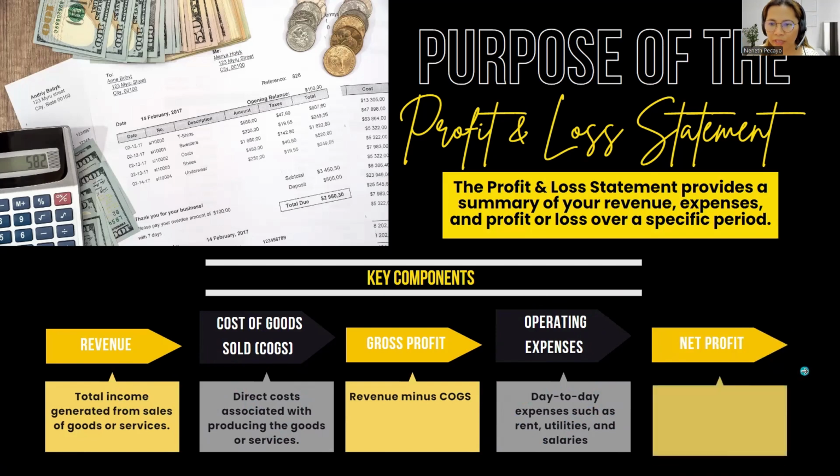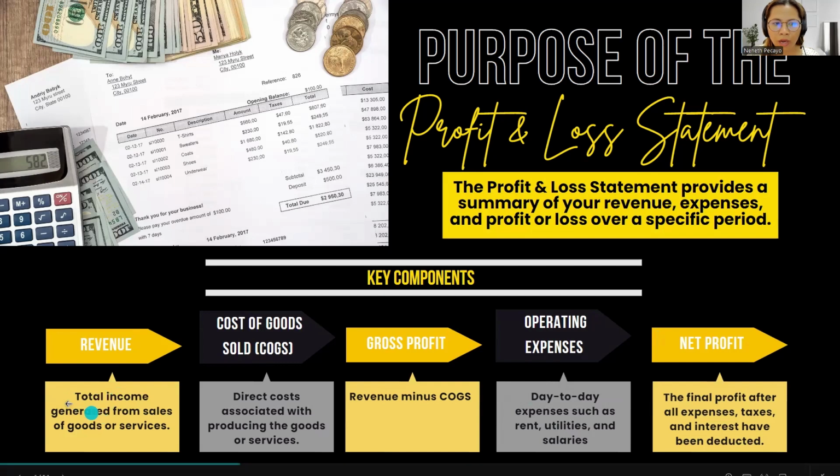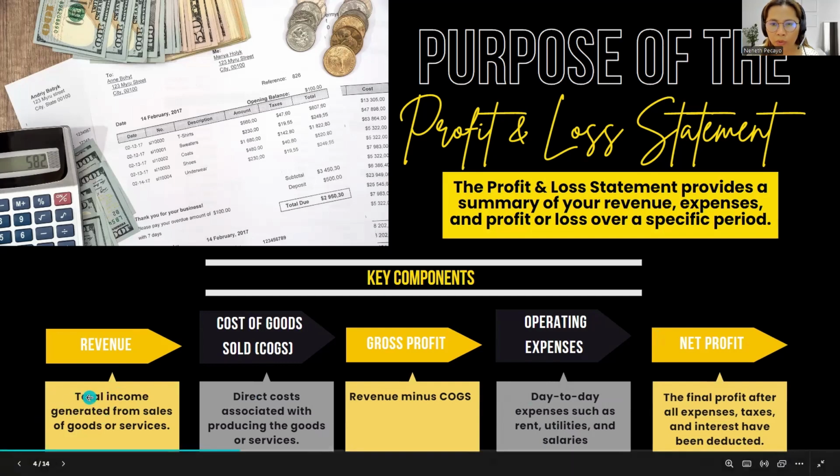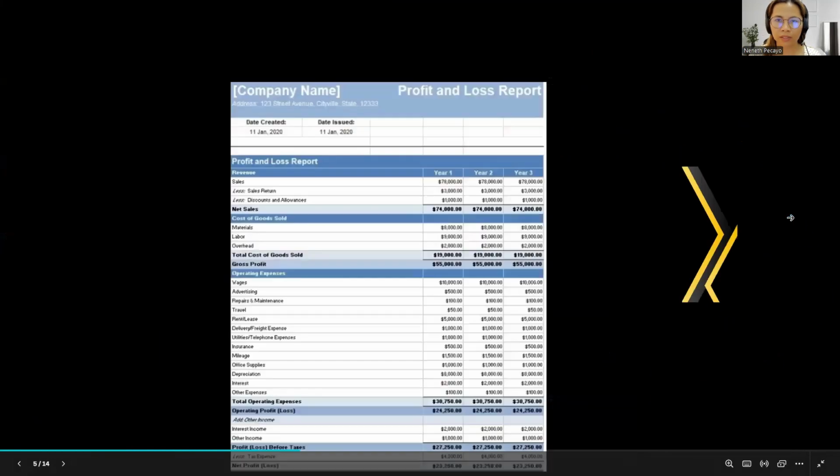Then the net profit. Net profit is the final profit after all expenses, taxes, and interest have been deducted. So the formula will be revenue minus cost of goods sold, that will equal gross profit. And then from gross profit, you will deduct the operating expenses, taxes, and interest. So that will result in net profit.